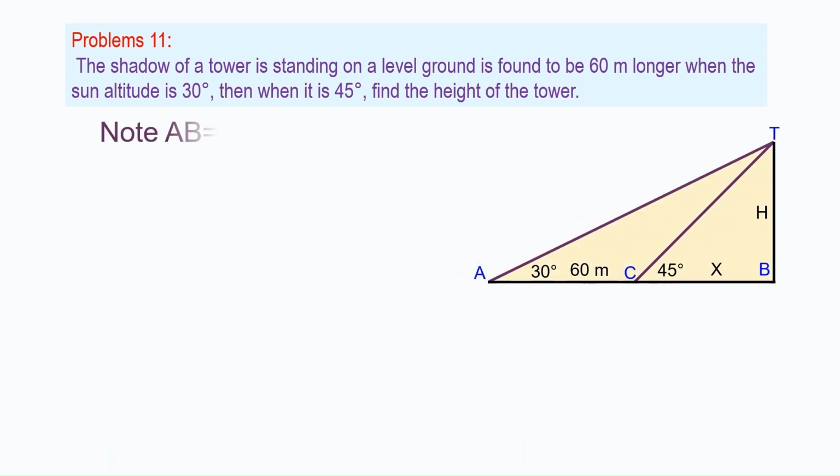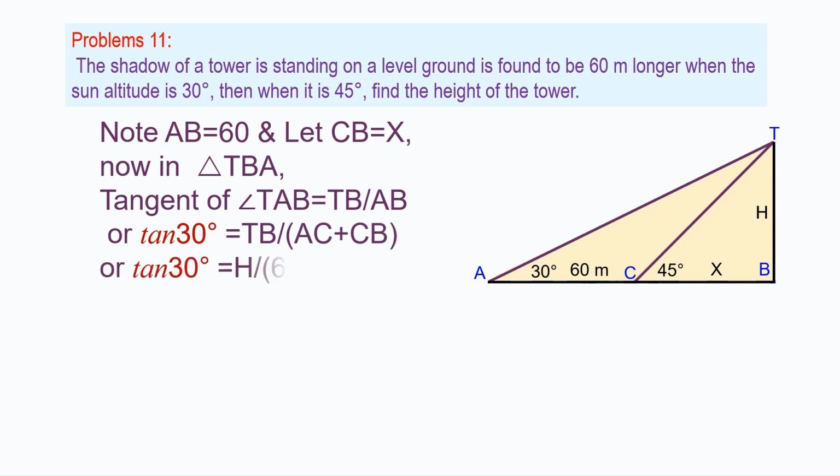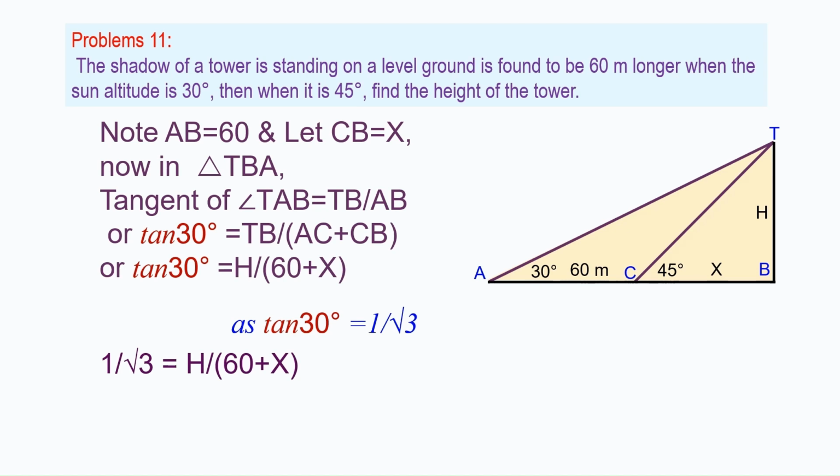Note AB equals 60 and let CB equals x. In the triangle TBA, tangent of the angle TAB equals TB divided by AB, or tangent of 30 degrees equals h divided by 60 plus x. As tangent of 30 degrees equals 1 divided by root 3, we have 1 divided by root 3 equals h divided by 60 plus x, or x plus 60 equals root 3 times h.